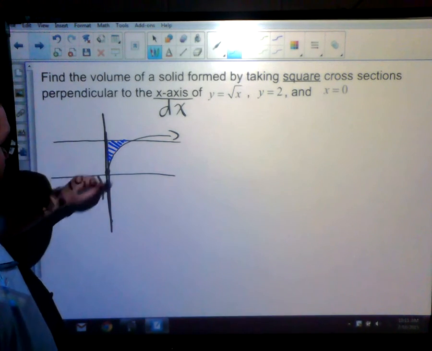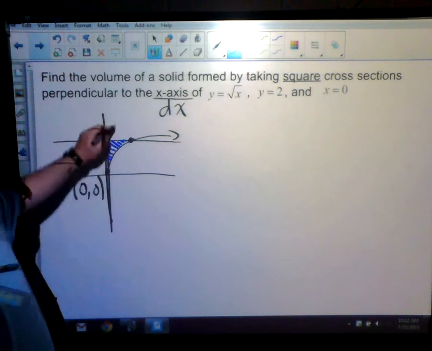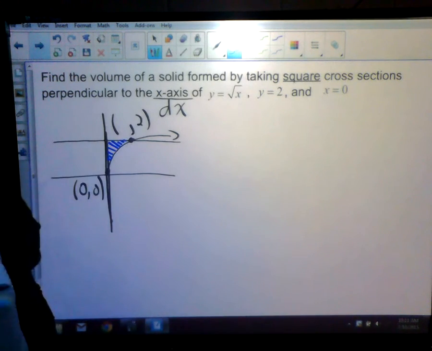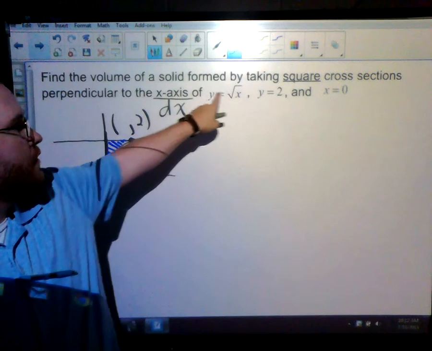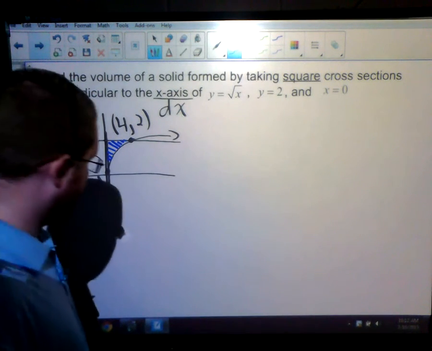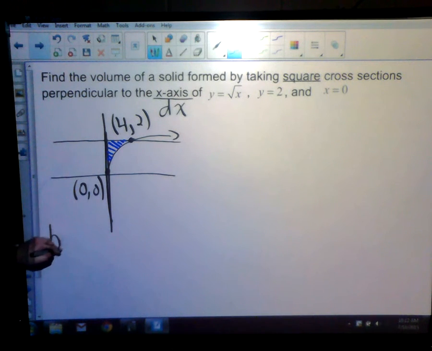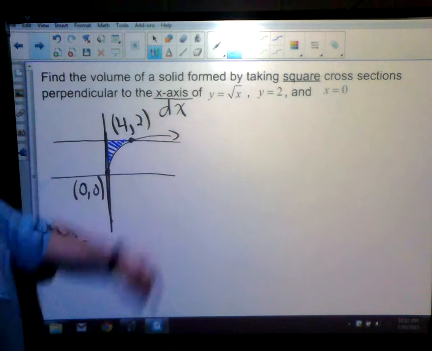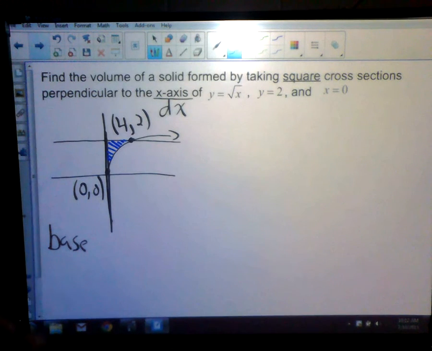First thing I should do is figure out these 2 points. That's 0, 0. What's that point? Well, I know that y is 2. So what x value would I put here if I want y to be 2? 4. Let's talk about the base. If I want it dx, that means I want it vertically.